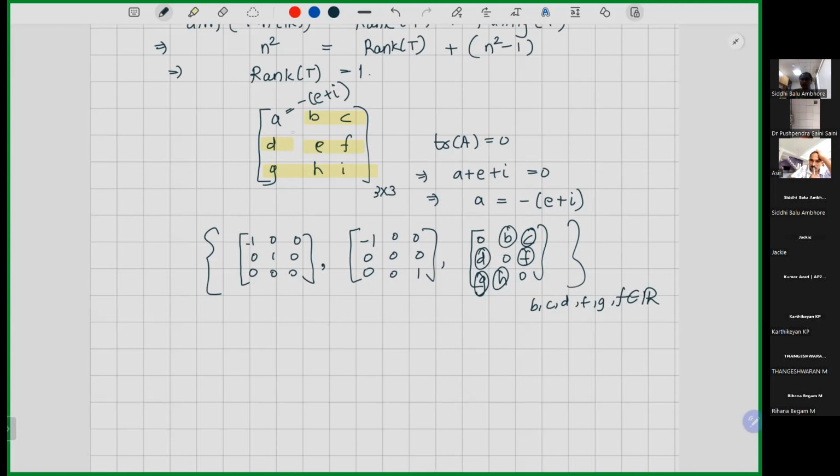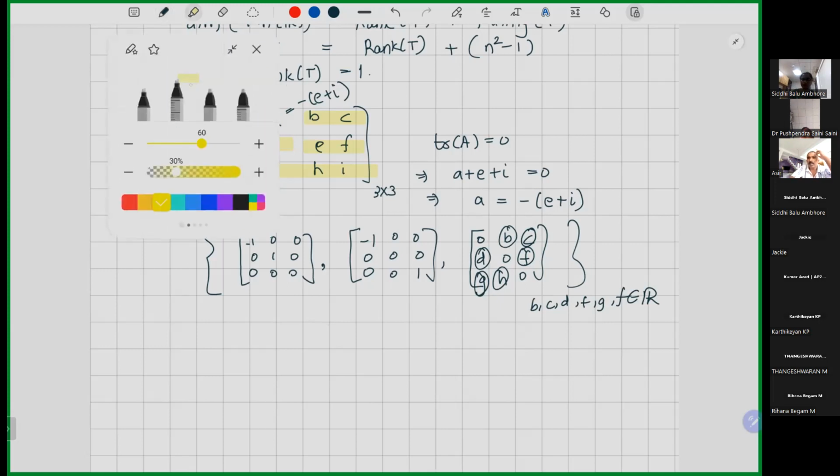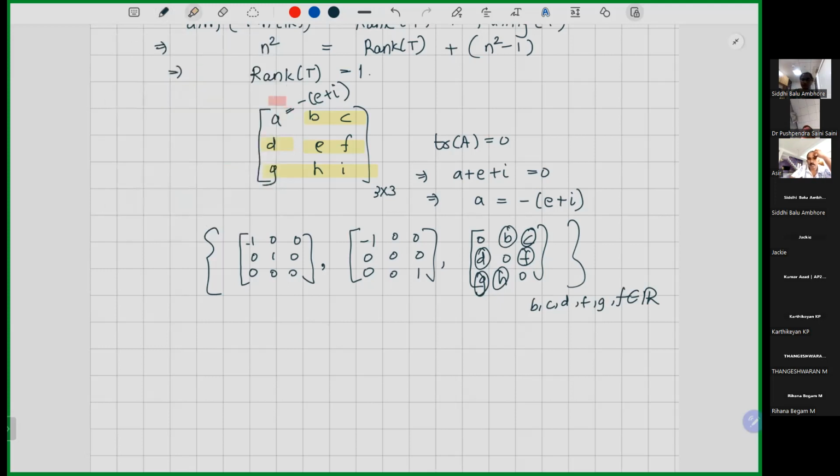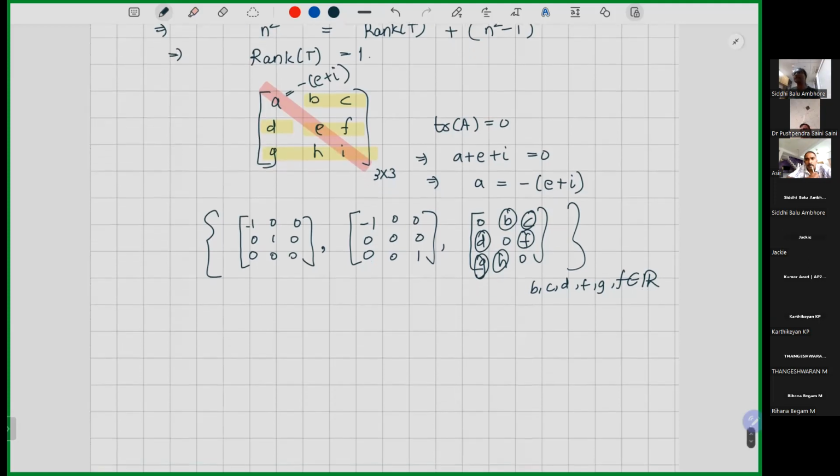I hope I'm clear that this is trace 0, right? For trace to be 0, I only care about these 3 elements, and I want to make them 0. So if I make one of them minus the summation of the others, it will give me 0. Is it clear?